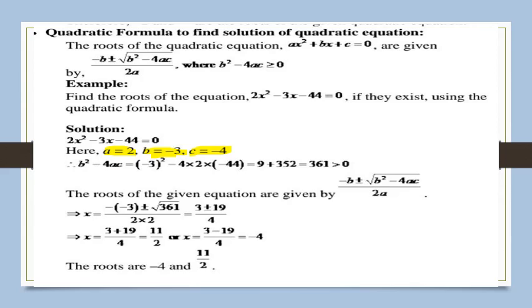So first, 3 plus 19 upon 4 gives you 11 upon 2, and in the second one, 3 minus 19 upon 4 equals minus 4. Therefore the roots of the quadratic equation are minus 4 and 11 upon 2. So in this way, by using the quadratic formula, you can find the values.